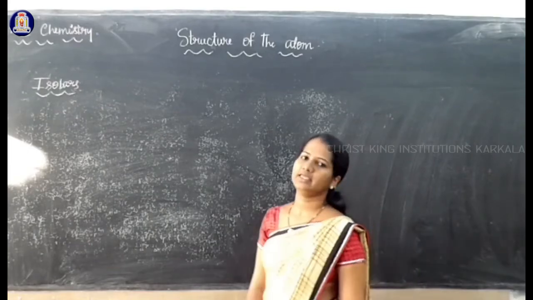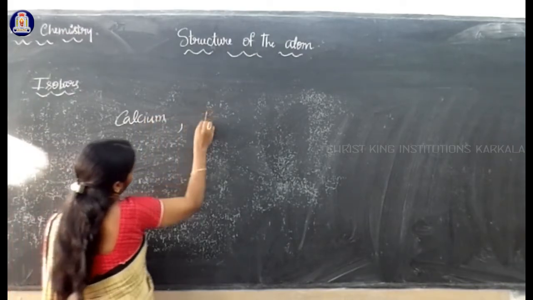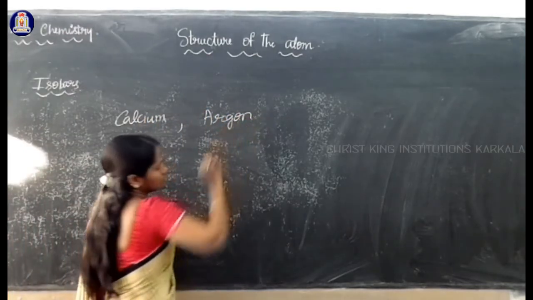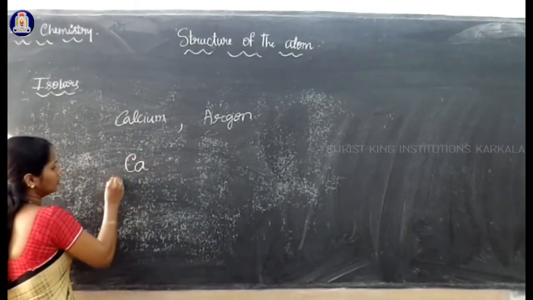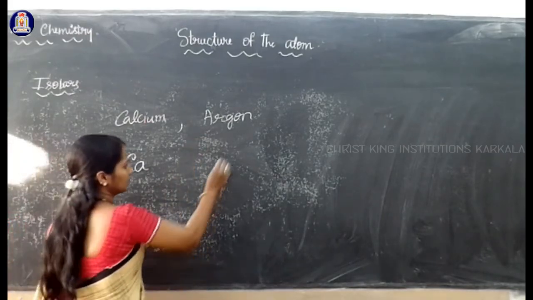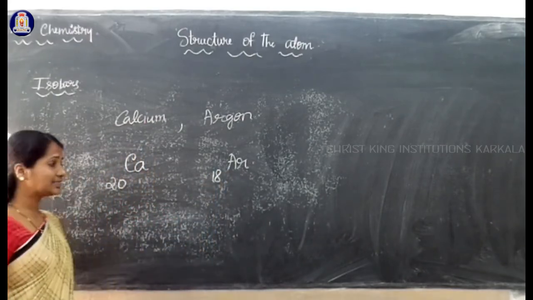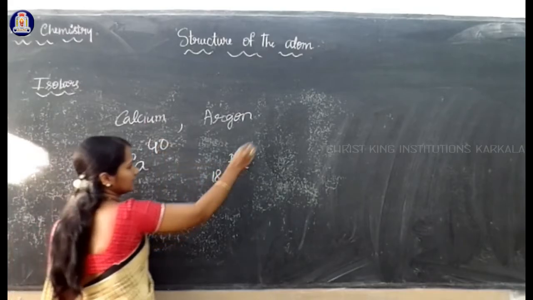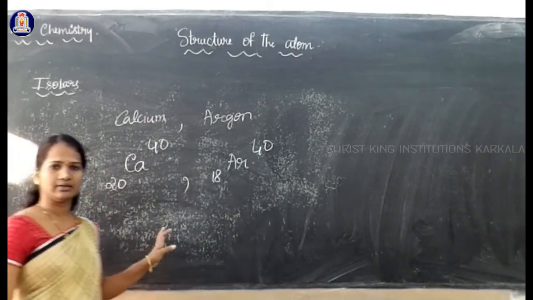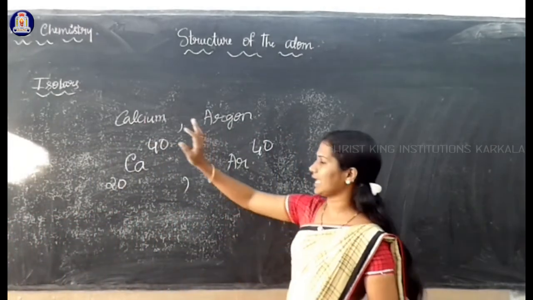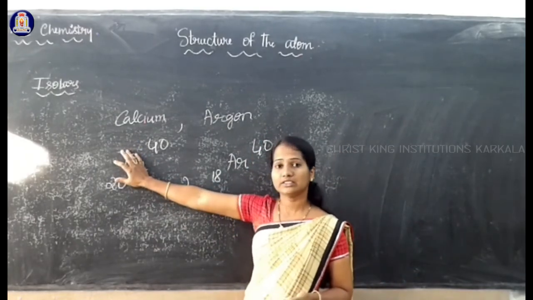There are some elements in nature. For example, if you take calcium and argon. Calcium symbol is Ca, the atomic number of calcium is 20. Argon symbol Ar, atomic number of argon is 18. But the mass number of calcium is 40. In the same way, the mass number of argon is also 40. So these two are different elements. This is calcium, this is argon. They are atoms of two different elements.